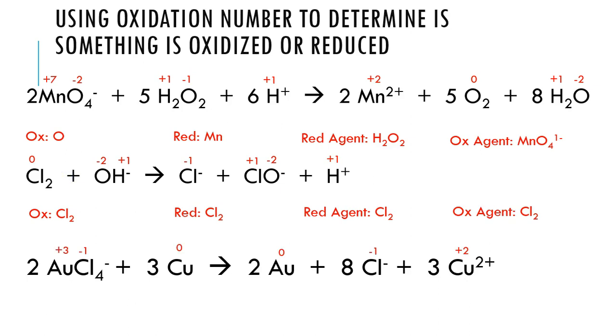Alright, the final example, there are oxidation numbers. We see that copper goes from 0 to +2, so we can say that copper was the atom that was oxidized. Gold goes from +3 to 0, so we can say that gold was reduced. Now our reducing agent will be the species that contains copper, and it's just copper, so the reducing agent is copper. And the oxidizing agent will be that which contains that which was reduced, so our oxidizing agent will be AuCl4-.